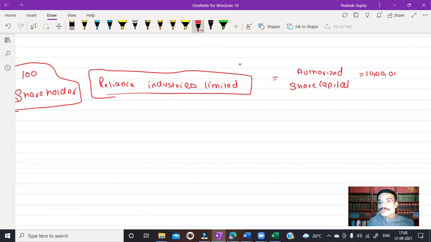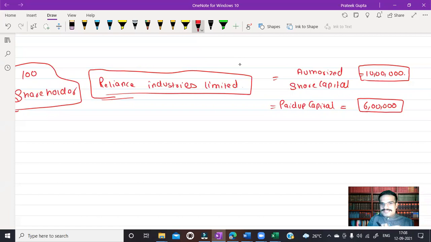So, what is the meaning of authorized share capital? Dekho, beta, authorized share capital means the maximum amount a company can take from the shareholders by issuing shares. Let's say the paid up capital of Reliance is 6 lakhs. So, what do you understand by the term paid up capital? Now, dhyan se samajhna. Paid up capital means the amount deposited by the shareholders, or the amount given by the shareholders to the company. So, this is paid up share capital, and this is the maximum amount a company can take from the shareholders.